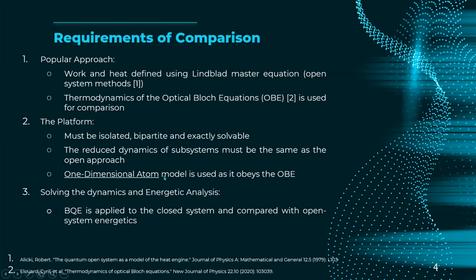And this, in the one-dimensional atom, really obeys the optical Bloch equations. So the only thing that is left after that is really solving the dynamics and doing the energetic analysis. And then after this, we can really compare with the analysis of the energetics that's already done for the optical Bloch equations. Okay, and the paper that is used to do the energetic analysis of the optical Bloch equations is by Cyril. It's here, the Cyril Elouard paper, thermodynamics of optical Bloch equations.